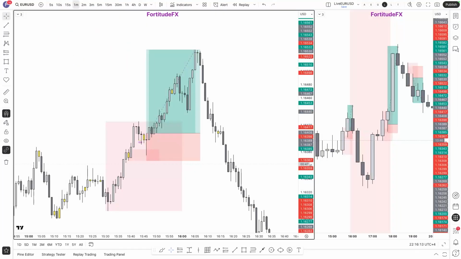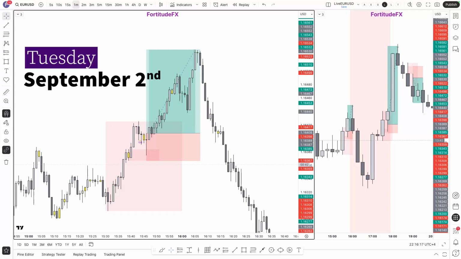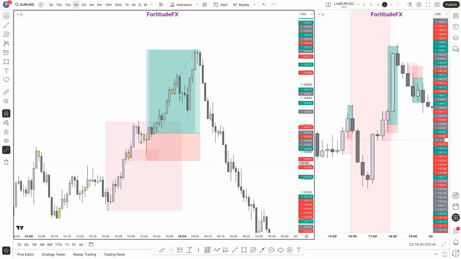All right, guys, so let's look into some of the entries on EU and GU for September 2nd, Tuesday, 2025. And we had some fantastic opportunities, albeit you'll have to wait a little bit to have those entry models develop. But it was a good trading session both on EU and GU.